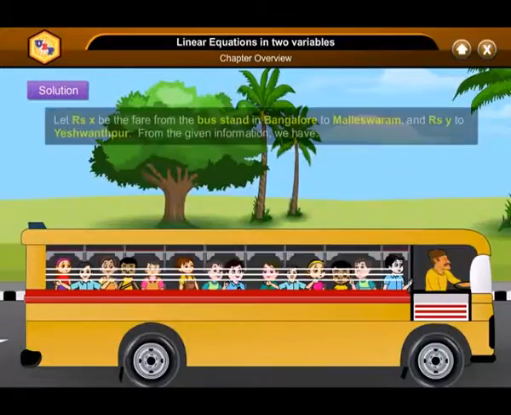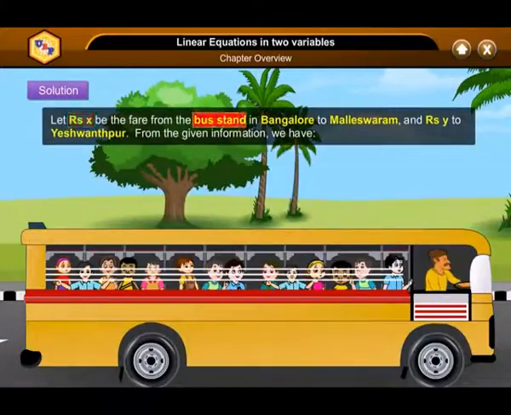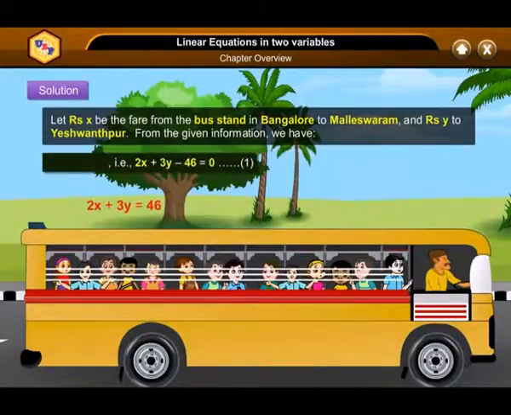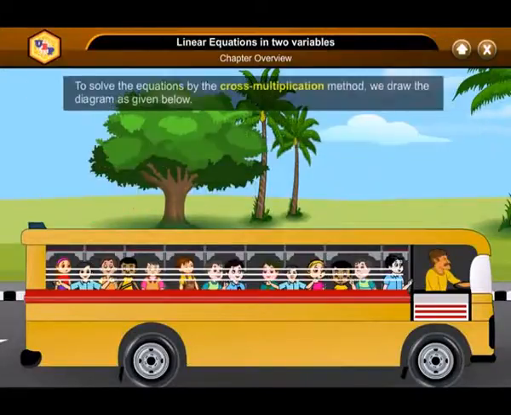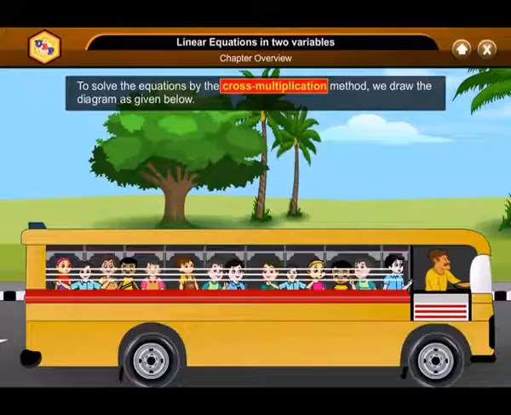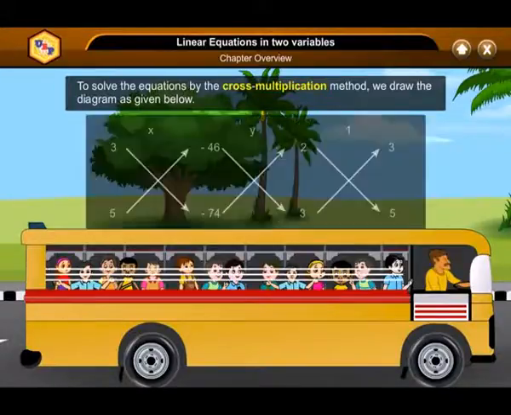Solution. Let rupees x be the fare from the bus stand in Bangalore to Malleswaram and rupees y to Yeshwanthpur. From the given information, we have 2x plus 3y is equal to 46, that is, 2x plus 3y minus 46 is equal to 0, and 3x plus 5y is equal to 74, that is, 3x plus 5y minus 74 is equal to 0. To solve the equations by the cross multiplication method, we draw the diagram as given below.